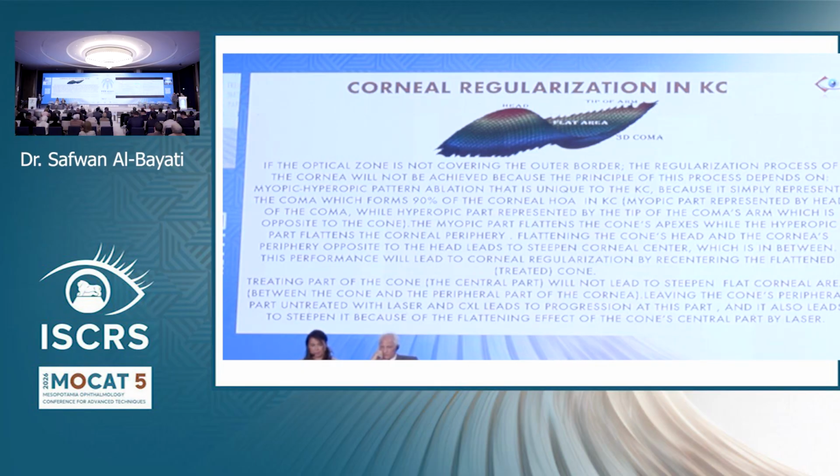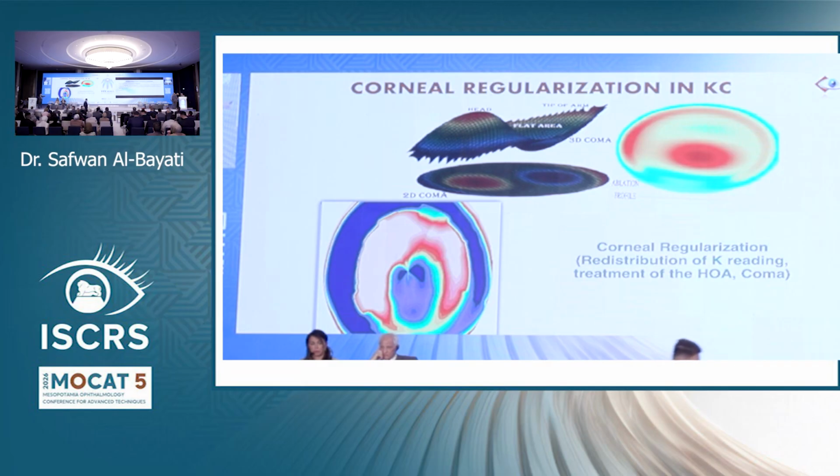So the outer border of it should be included, but in partial treatment. If you can see the treatment difference, the inner side is not being treated because it will be steepened. That's the difference. That's the treatment application. The treated area will be flattened, and the adjacent side of it will be biomechanically steepened. And that's what we call redistribution of the K, regularization of the cornea. Redistribution of the K means that the steep K will be flat and the flat K will be steepened.